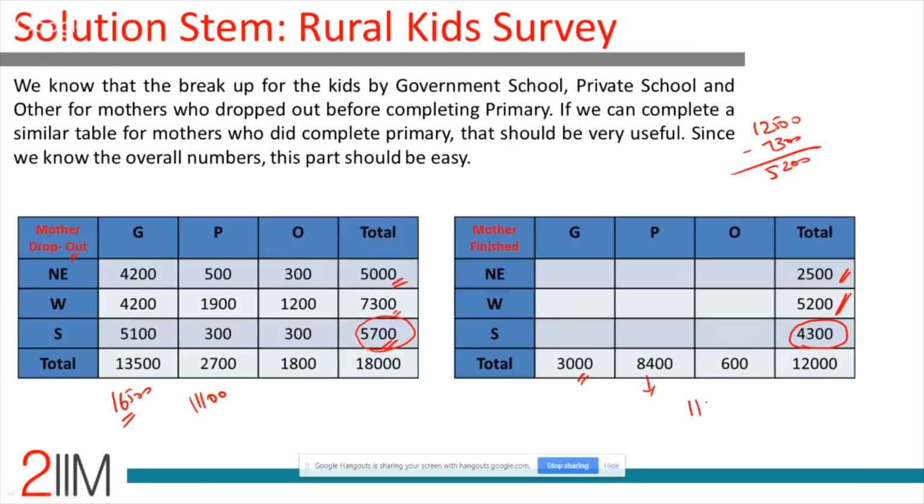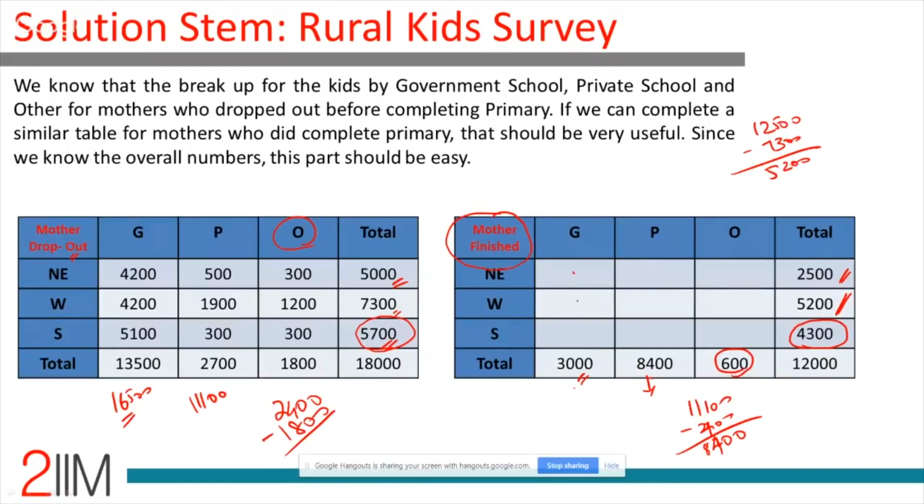This number is 11,100 minus 2,700, 8,400. Totally 2,400 are in other category. Overall, subtract this 1,800 sitting here, we've got 600. We've got the total numbers for the category where mothers have finished their primary education. So just as we had thought, we've got these overall numbers.